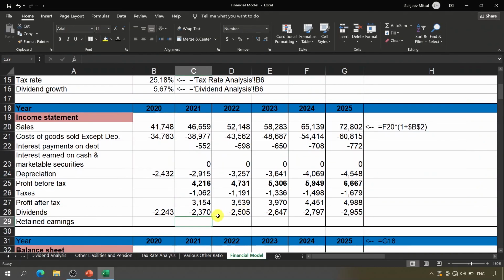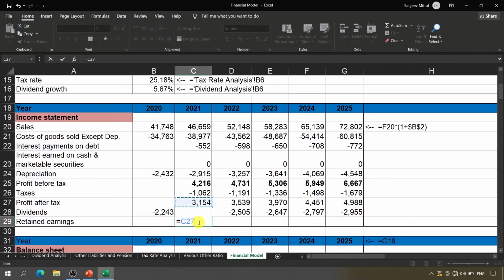Let's try to project our retained earnings in our income statement. For that purpose, if we go to our retained earnings section, you can simply see that we have earned a profit of 3154 for the year 2021, and we have paid a dividend of 2370 out of this earning of 3154. So our balance amount would be our retained earnings.